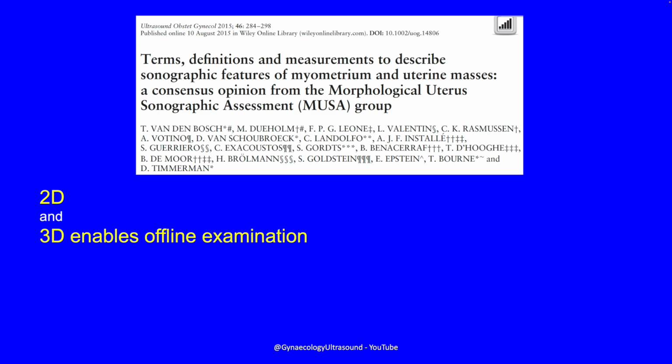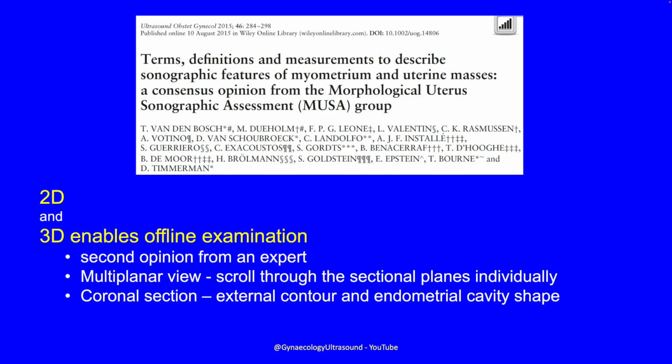The MUSA group describes their technique in 2D, but also in 3D. In 3D, you can look at the uterus again offline. You could get a second opinion from an expert. And in both the multiplanar view and the coronal section, you can look through all the planes and look at the endomyometrial junction and its shape. It's a very, very useful technique.